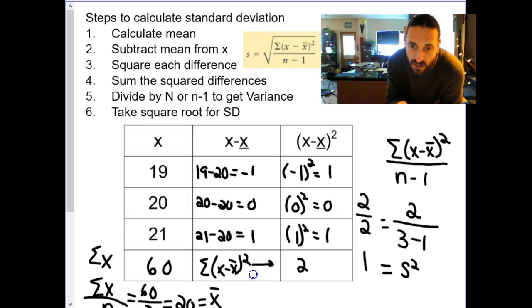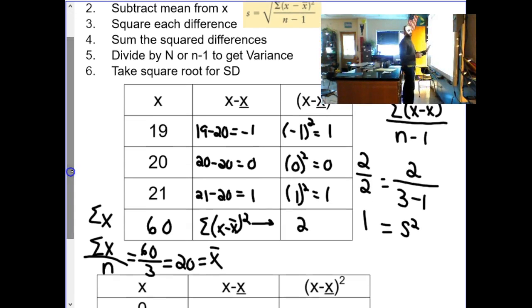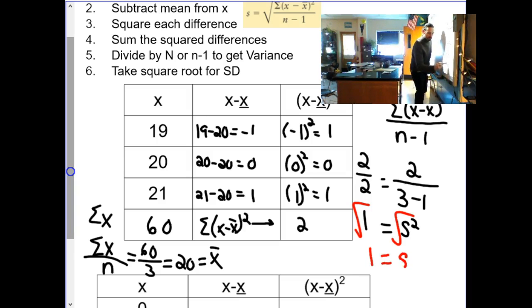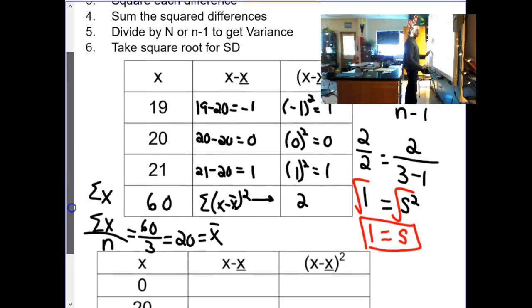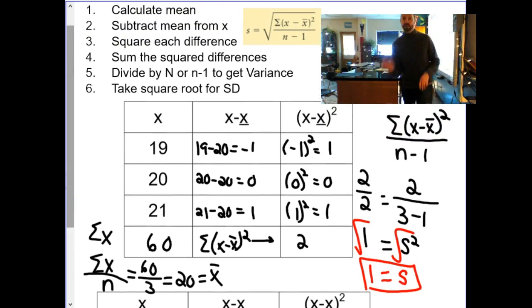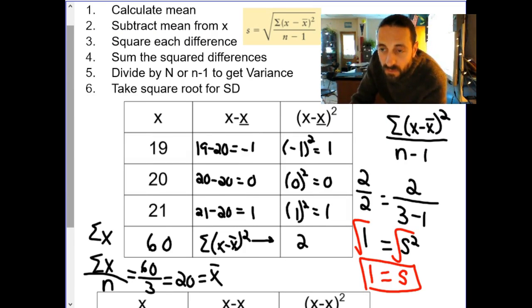Now the last thing I need to do to find the standard deviation, or just s, lowercase s, is just take the square root. So I take the square root of both sides. And the square root of 1, class, of course, is 1. And so the standard deviation for this first data set is just 1. Yay! Who cares? Well, now I can compare it to that other data set, and that's actually the point.